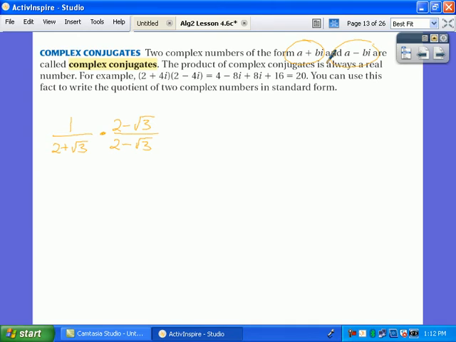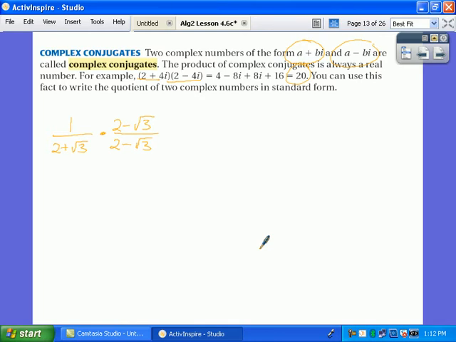And we're going to use this, again, to rationalize the denominator. Okay, so they give you an example here. Here's 2 plus 4i. The conjugate then is 2 minus 4i. And the main advantage is I get out only a real number.